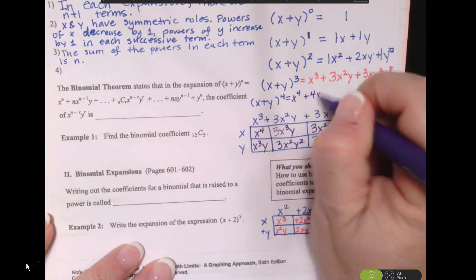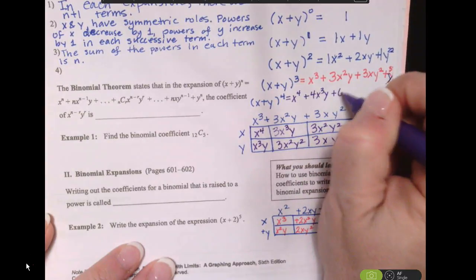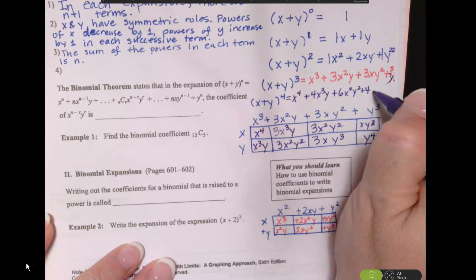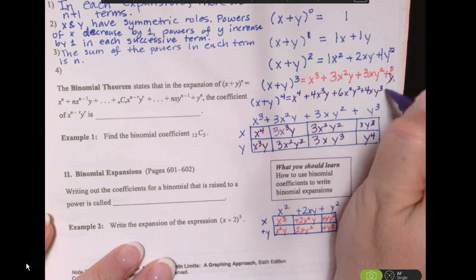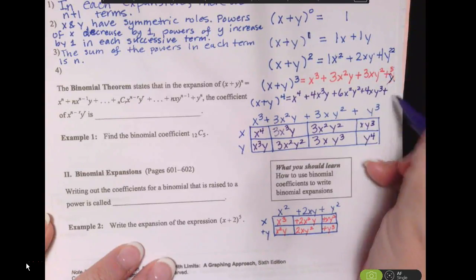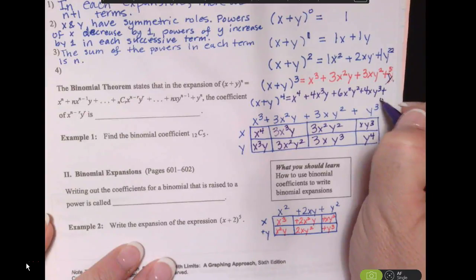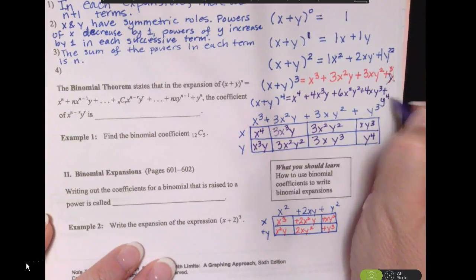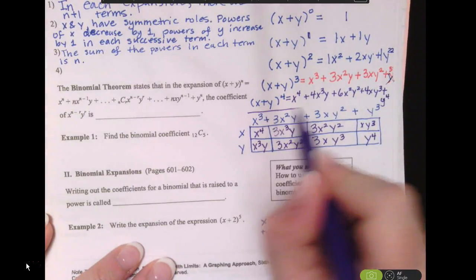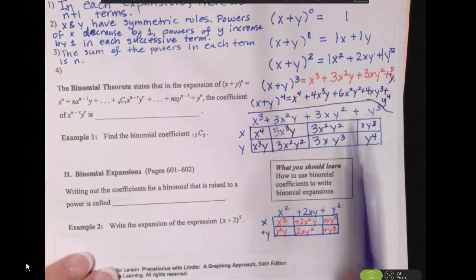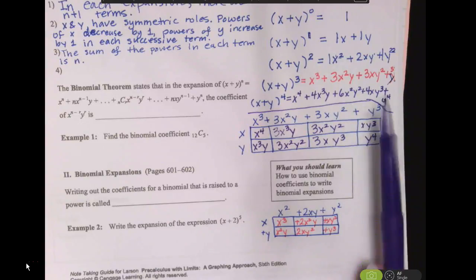giving me x to the fourth plus 4x cubed y plus 6x squared y squared plus 4xy cubed plus, and I'm running off the page. So my last term is going to be y to the 4th. Let me just draw a separation here. Okay, so we can see that the patterns still hold.